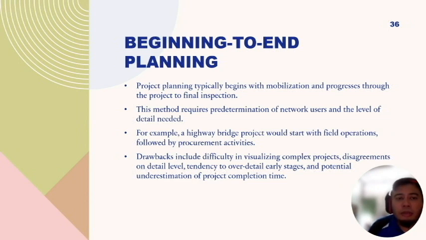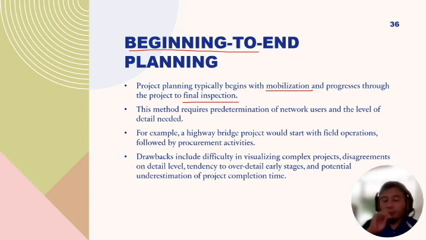So, previously we have discussed the job activities and how to come up with job activities. We have two methods. Number one is beginning to end, where you plan your project from the start of the work until the final inspection.